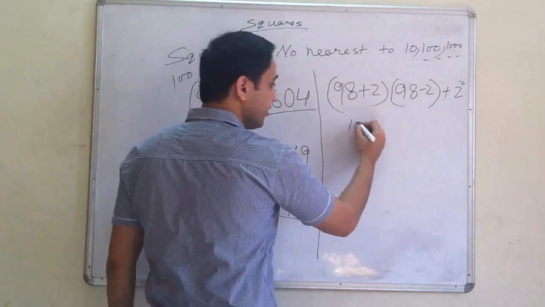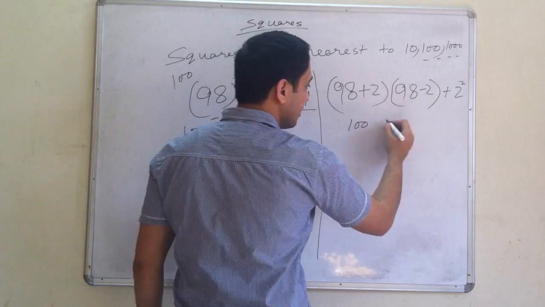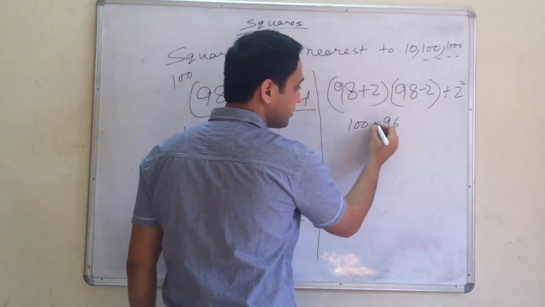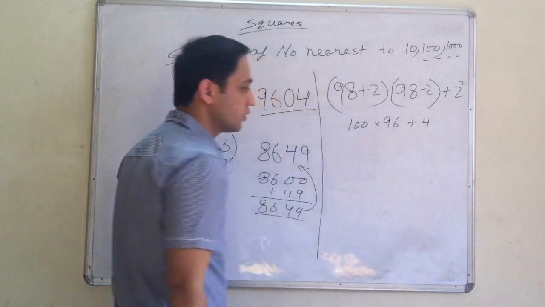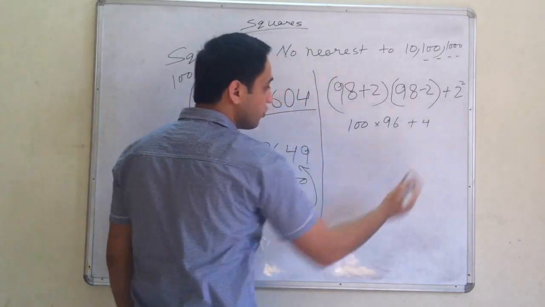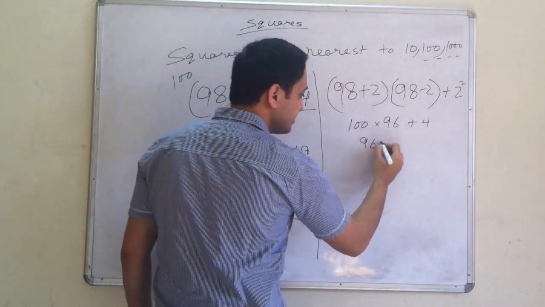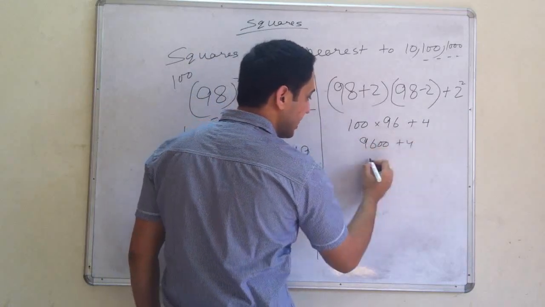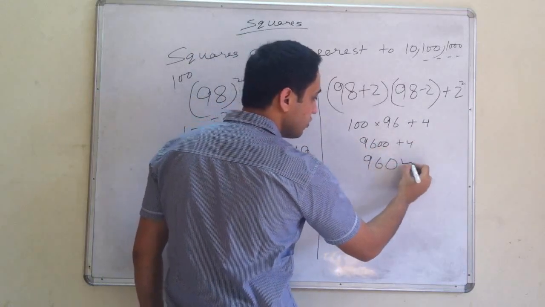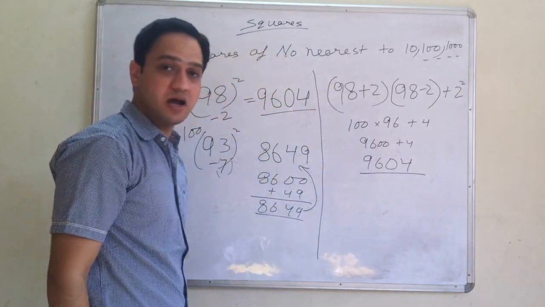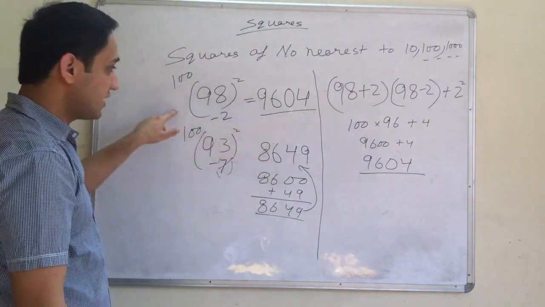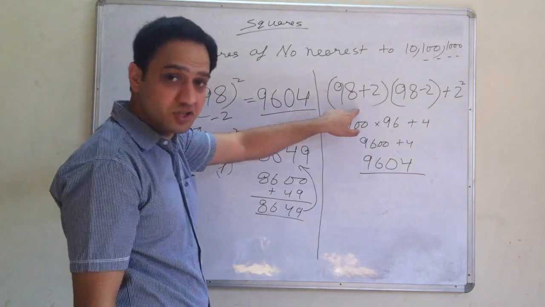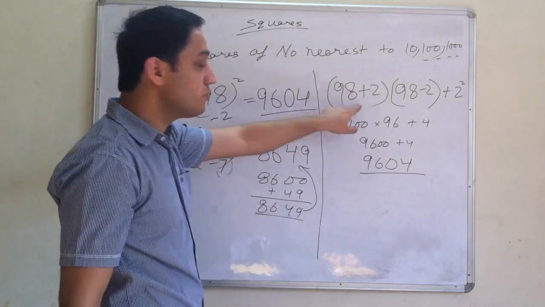So you'll see here is 100, here is 96, so here is multiply and plus 4. Because 2 square is 4, so the answer is 9600 plus 4, and the answer is 9604. This is your answer. So actually you don't have to do this. Okay, this you can do in your mind.